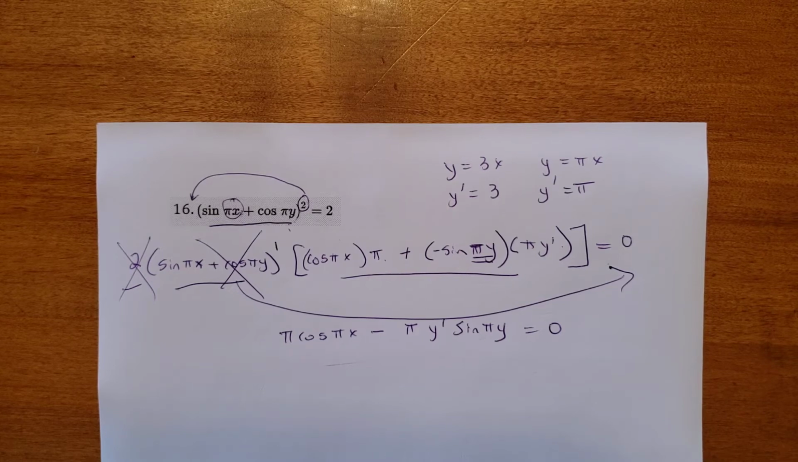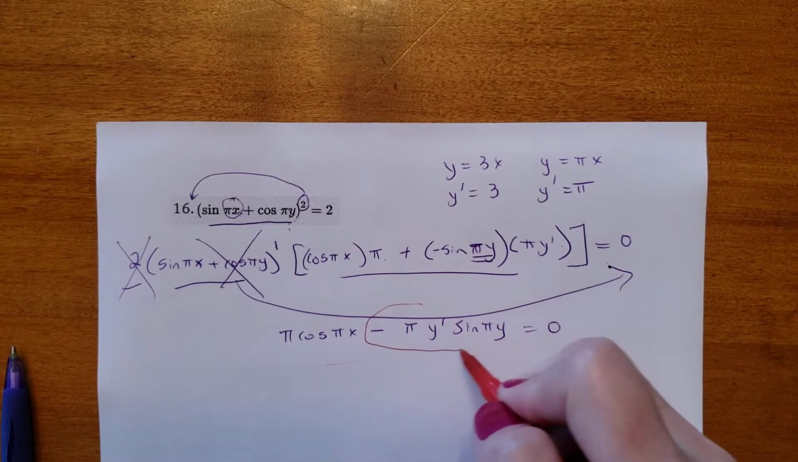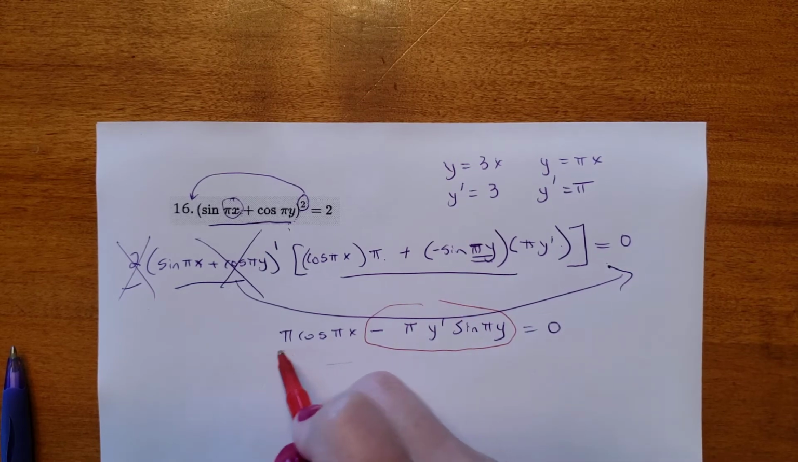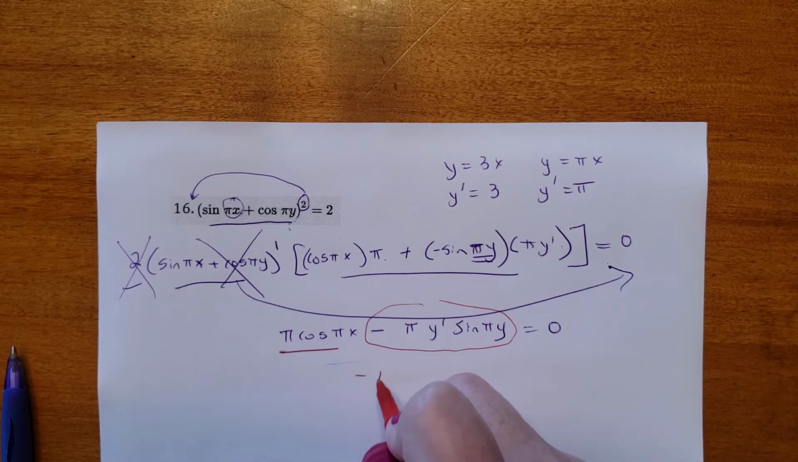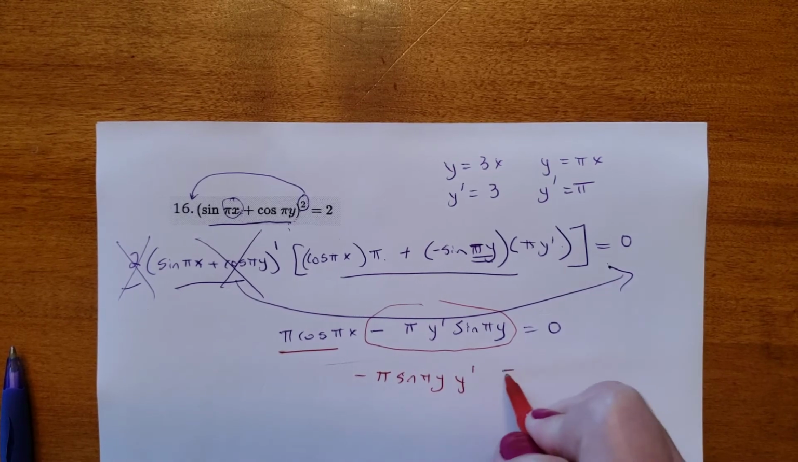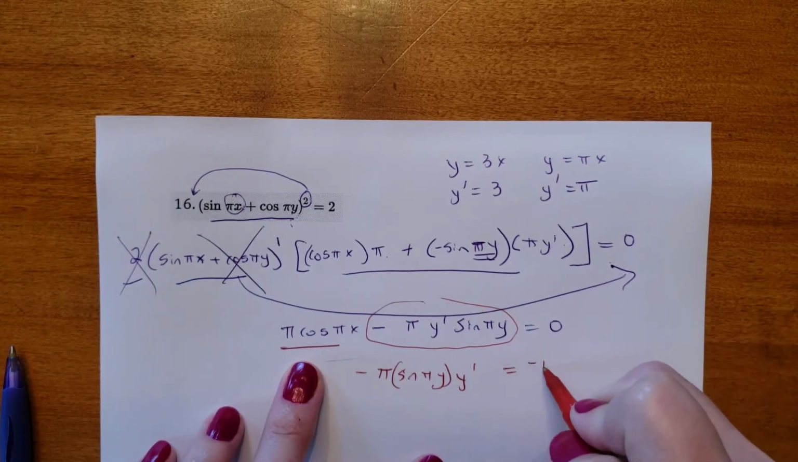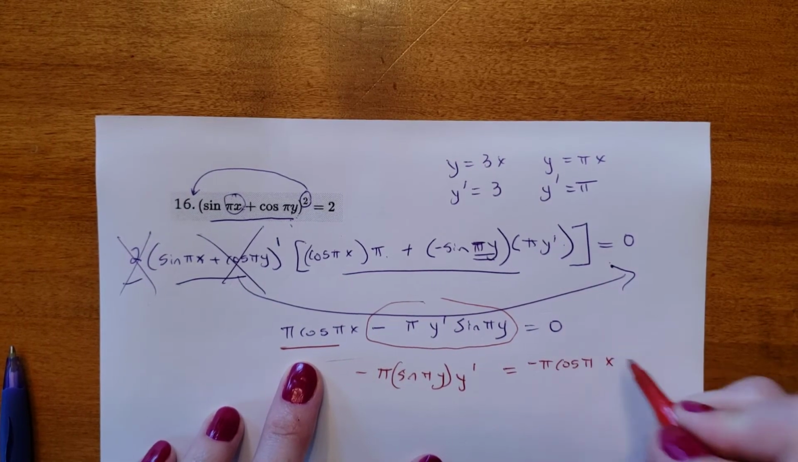All right, so it's pretty much solved. We need to solve it for y prime now. And that's just this chunk right here. So I'm going to move this piece to the other side. So it's minus pi sine pi y prime. I moved the y prime to the back there for fun. And so that equals negative pi cosine pi x.